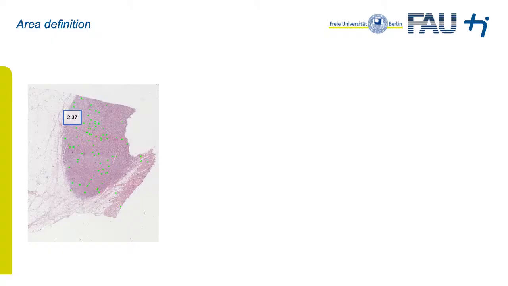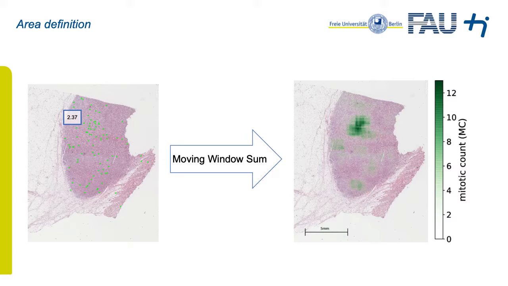So knowing this area now, we can derive a map of all possible mitotic counts that can be calculated from a microscopy slide. Using a window with the size of 2.37 square millimeters, we can move over the image and count all mitoses within. This is how we come to the mitotic count map here on the right hand side, and the task now becomes to find the center of the area that has the highest mitotic count.